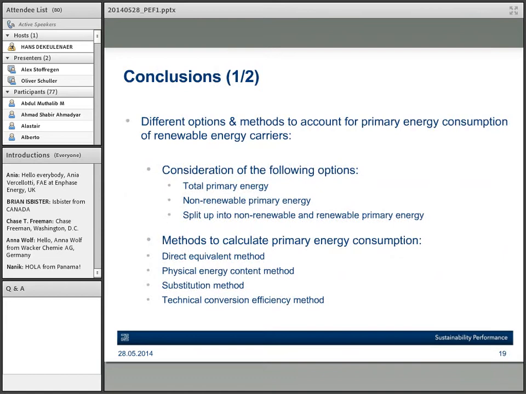So the first conclusion is certainly a kind of summary here, that we keep in mind that there are different definitions of primary energy, that primary energy can be accounted in different types of primary energy, let's say. So we have sometimes total primary energy, which is mostly used in the energy statistics, but we also have applications where people split up primary energy in non-renewable and renewable primary energy.